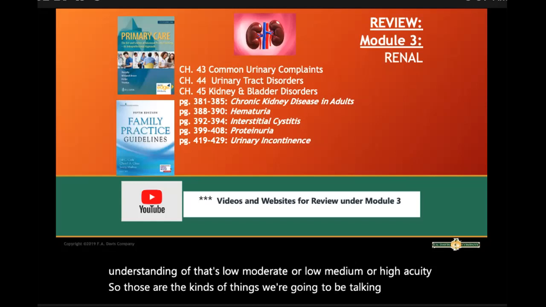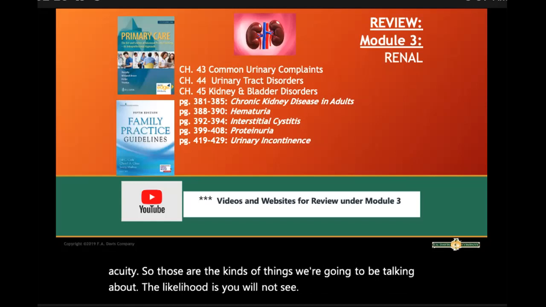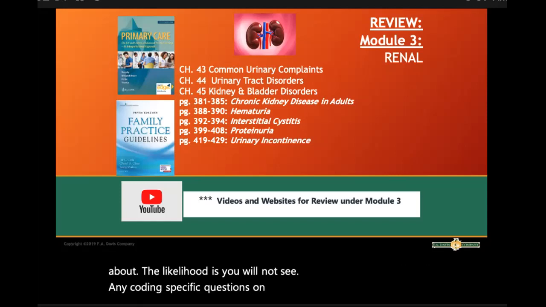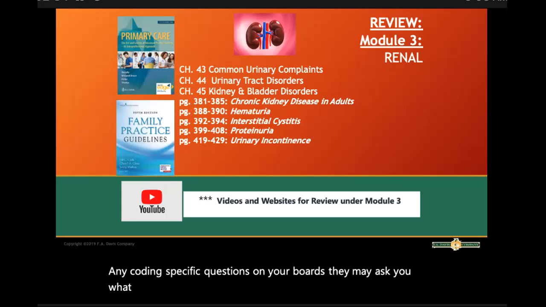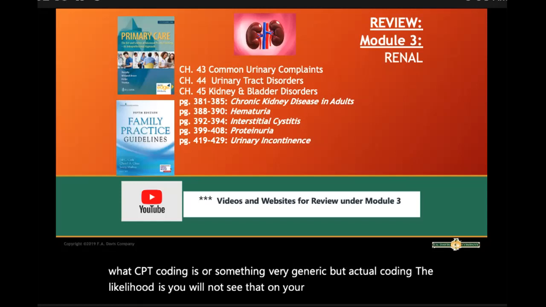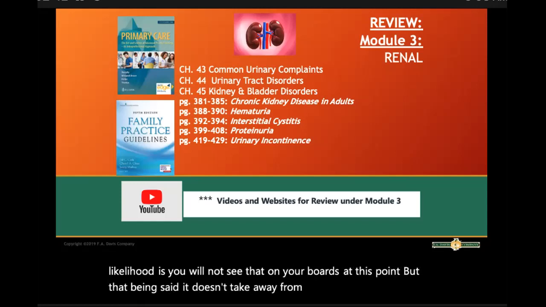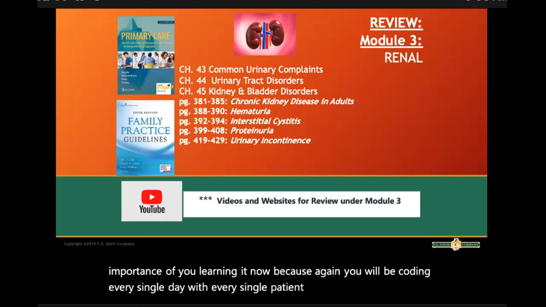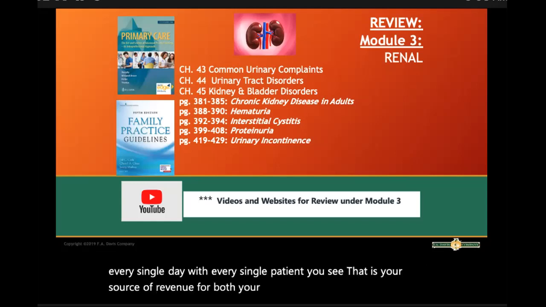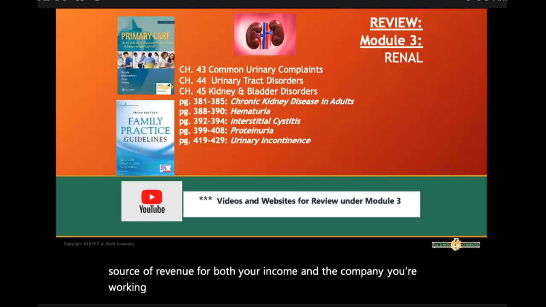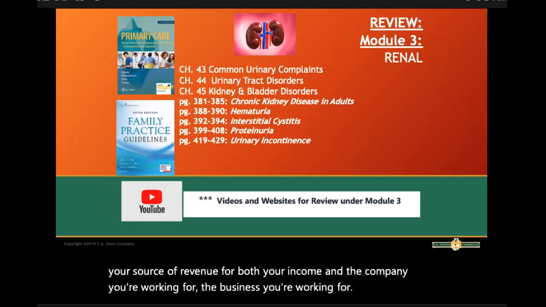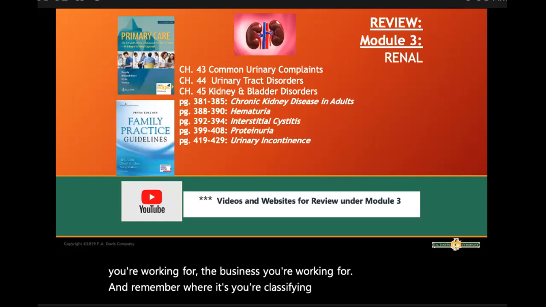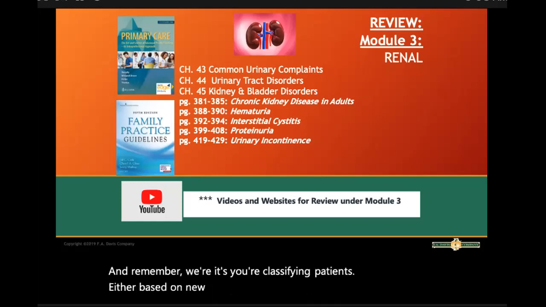The likelihood is you will not see any coding-specific questions on your boards. They may ask you what CPT coding is, or something very generic, but actual coding, you will likely not see on your boards at this point. That being said, it doesn't take away from the importance of learning it now, because you will be coding every single day with every single patient you see. That is your source of revenue for both your income and the business you're working for. And remember, you're classifying patients as either new patients or established patients.